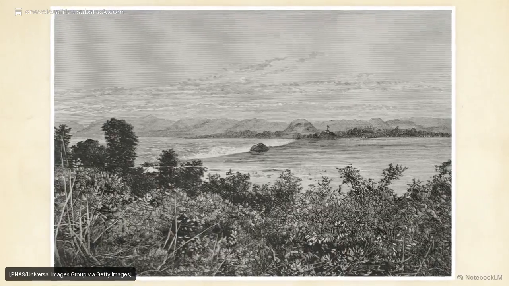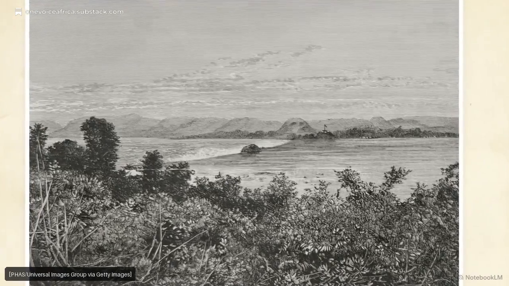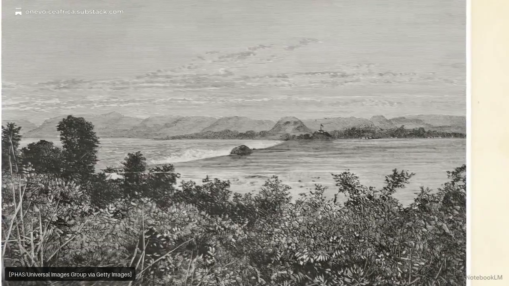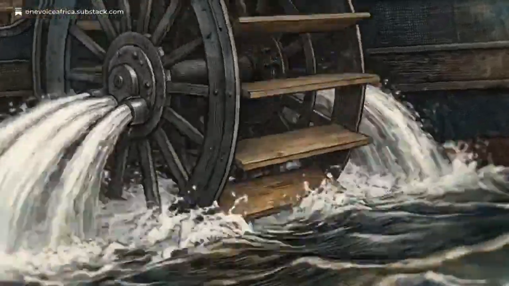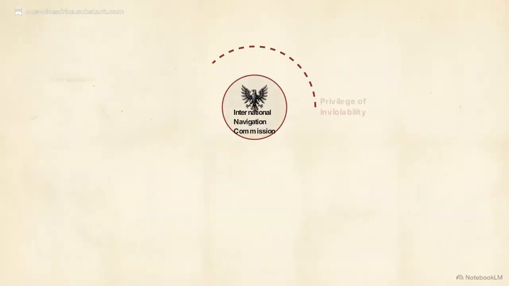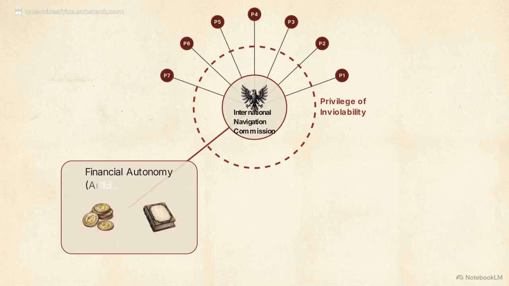This illustration shows the difficult terrain the treaty sought to regulate. Navigating the Congo River system required a physical presence that paper agreements alone could not provide. Conquering this river system required a level of logistical coordination that had never been attempted in the region before. The treaty created the Independent International Navigation Commission of the Congo. Under Article 23, it was financially autonomous, negotiating loans using collected navigation dues as collateral.